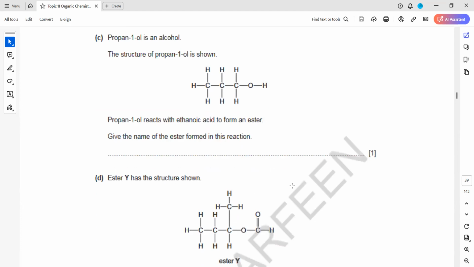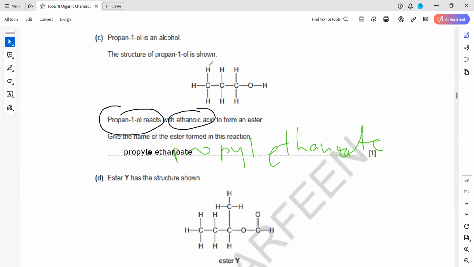Propan-1-ol is an alcohol. The structure of propan-1-ol is shown. Propan-1-ol reacts with ethanoic acid. Name the ester formed. Which ester will they form? It will form propyl ethanoate. The first name is always from the alcohol and the second name is from the acid.